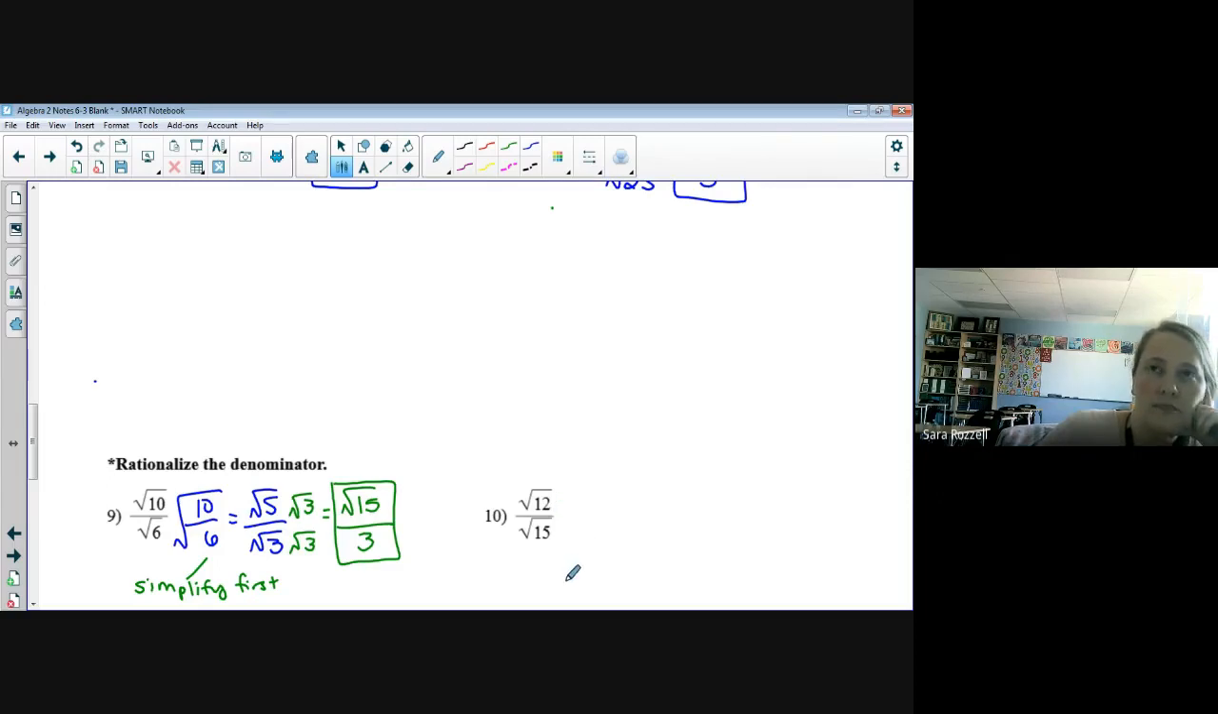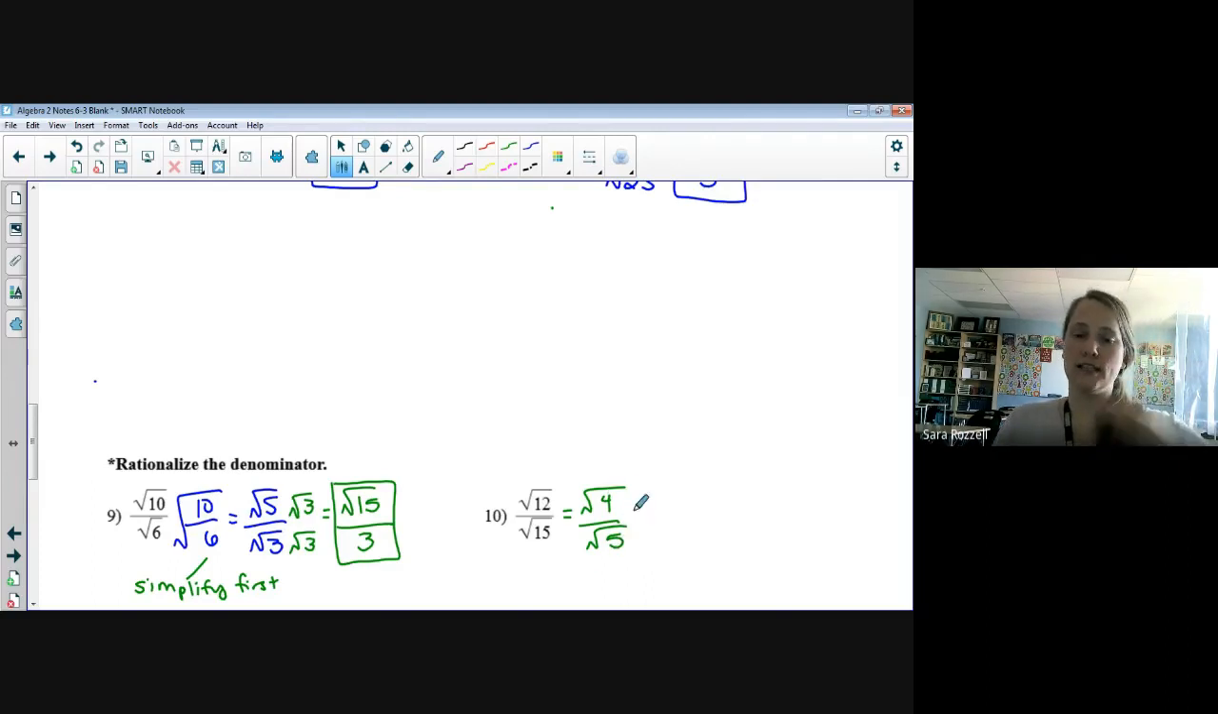On number 10, can you simplify that first? Is there a number that goes into 12 and 15? 3 goes into 12 and 15. So I can simplify this to 4/5, right?